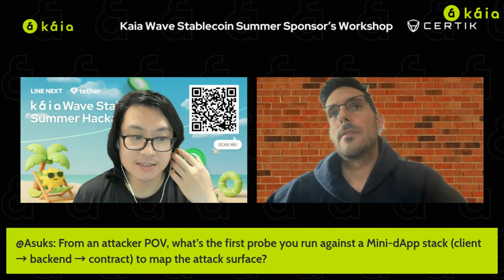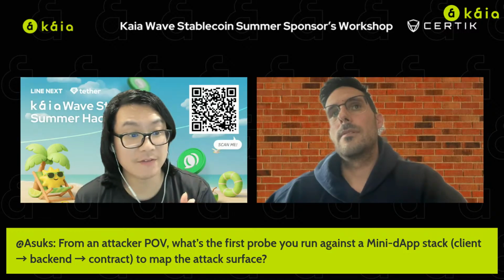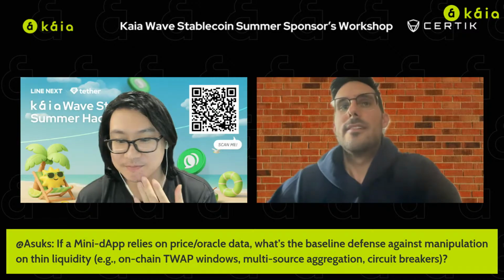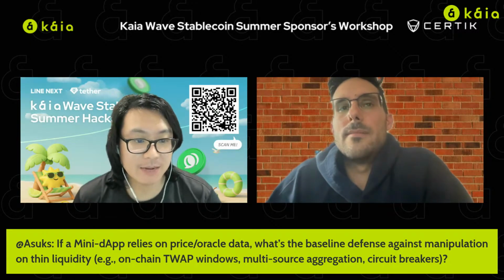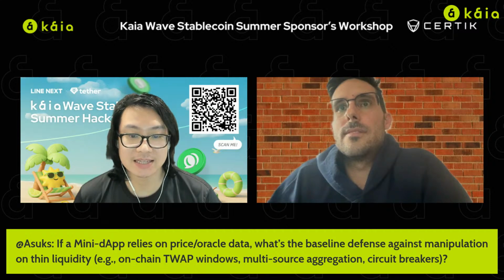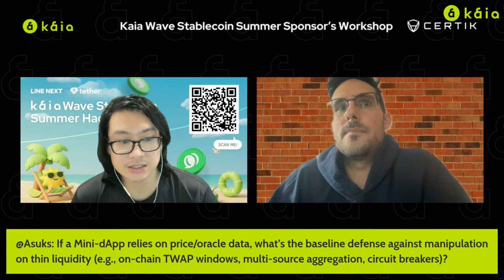Okay, hopefully that answers your question, Asux. They do have two more questions. I hope you don't mind staying a bit longer. If a Mini-Dapp relies on price/Oracle data, what's the baseline defense against manipulation on thin liquidity? Example: on-chain TWAP windows, multi-source aggregation, and circuit breakers.